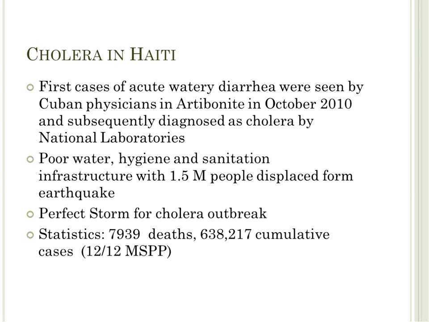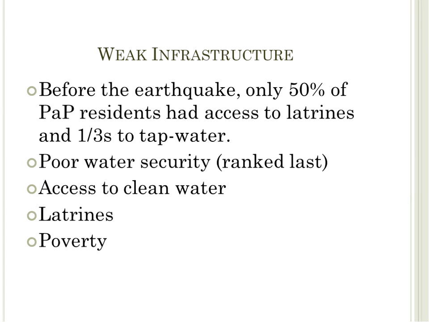We know that a large earthquake took place in January 2010, and as a result, 1.5 million people were displaced from this earthquake. This is considered to be a perfect storm for a cholera outbreak, given the fact that there was displacement, lack of access to clean water, and lack of access to latrines. As of December 2012, according to the Ministry of Health in Haiti, MSPP, there have been about 8,000 deaths and 600,000 cumulative cases.